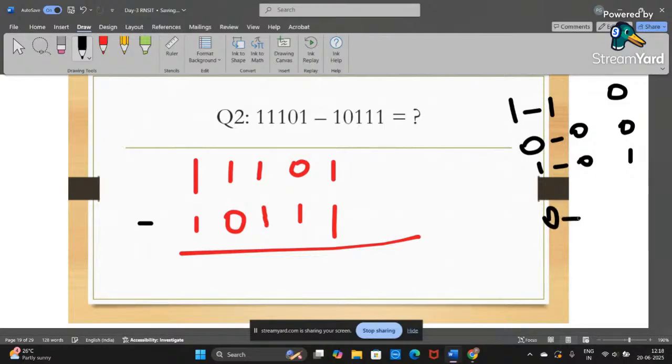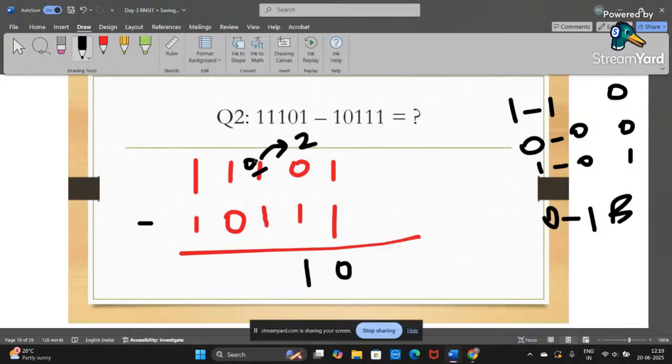So 0 minus 1, you have to take a borrow. So 1 minus 1, it is 0. Here what we have to do, we cannot subtract 0 with 1. So we have to take a borrow. When you borrow, this will become 2. So here it is 0 now. So 2 minus 1, it is 1.